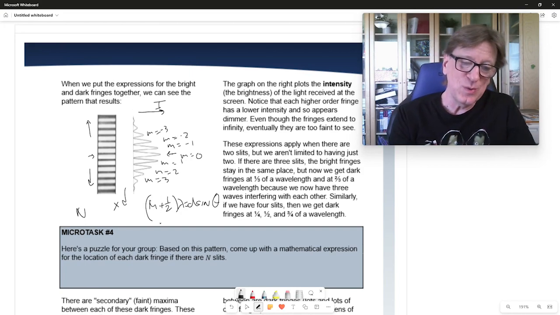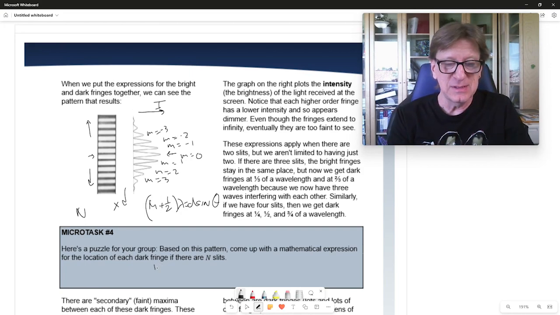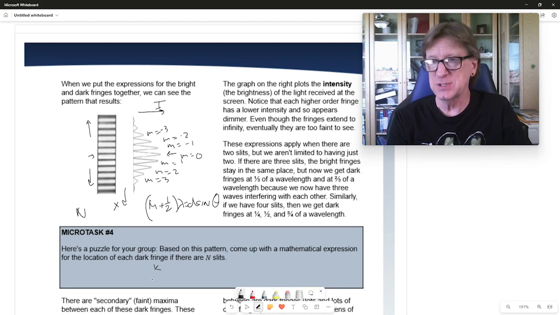Okay, so one possibility might be to say, and I'm going to use k instead of m just so that we don't get confused between which is which, if I have k over n lambda equals d sine theta. That kind of works if we think about it.